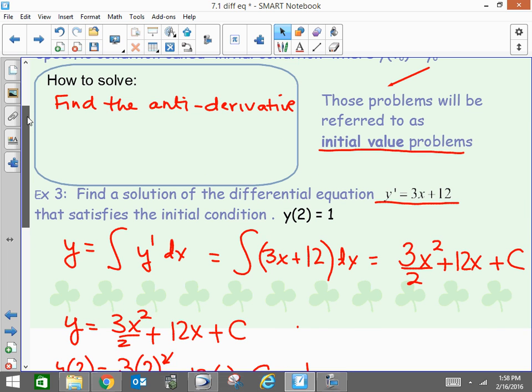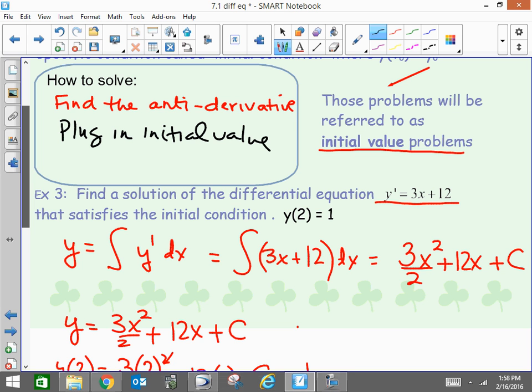All right, find the antiderivative. Plug in initial value. And solve for C and find the specific solution. Okay? Remember, there are lots of general solutions depending on what C would be, but once we have this initial value in there, there's just one solution.